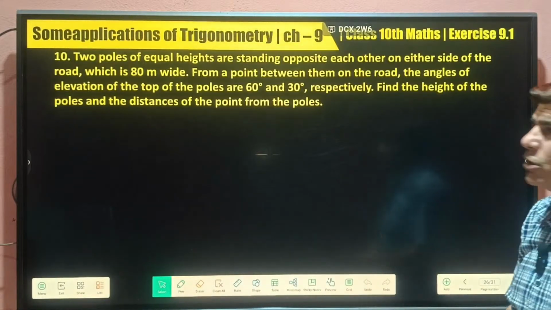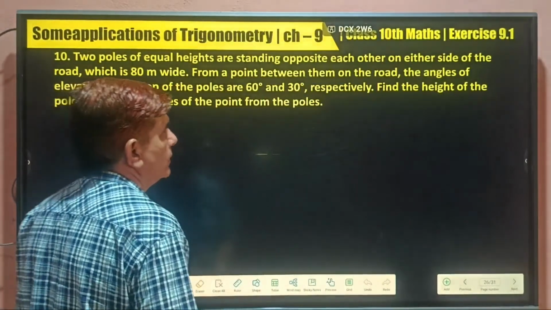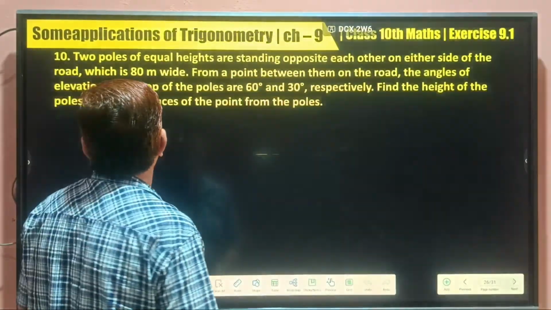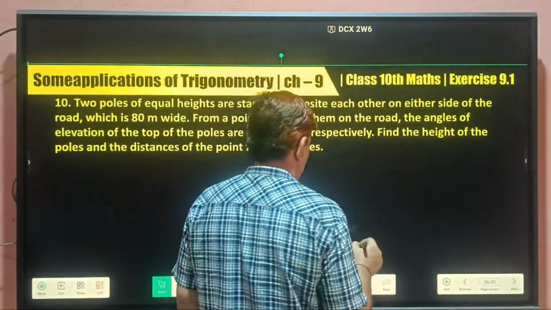related to this, two poles of equal heights standing opposite to each other on either side of the road. These are two poles.